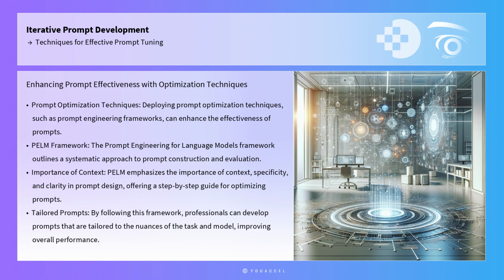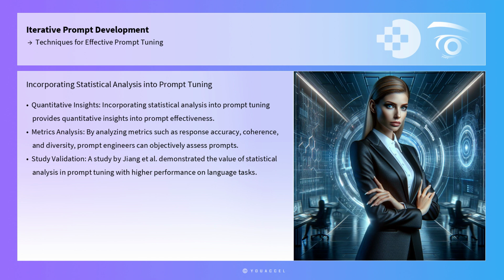In addition to these strategies, incorporating statistical analysis into prompt tuning can provide quantitative insights into prompt effectiveness. By analyzing metrics such as response accuracy, coherence, and diversity, prompt engineers can objectively assess the impact of different prompts and make data-driven decisions. A study conducted by Jiang et al. demonstrated the value of statistical analysis in prompt tuning, showing that models with statistically optimized prompts achieved higher performance on language understanding tasks.